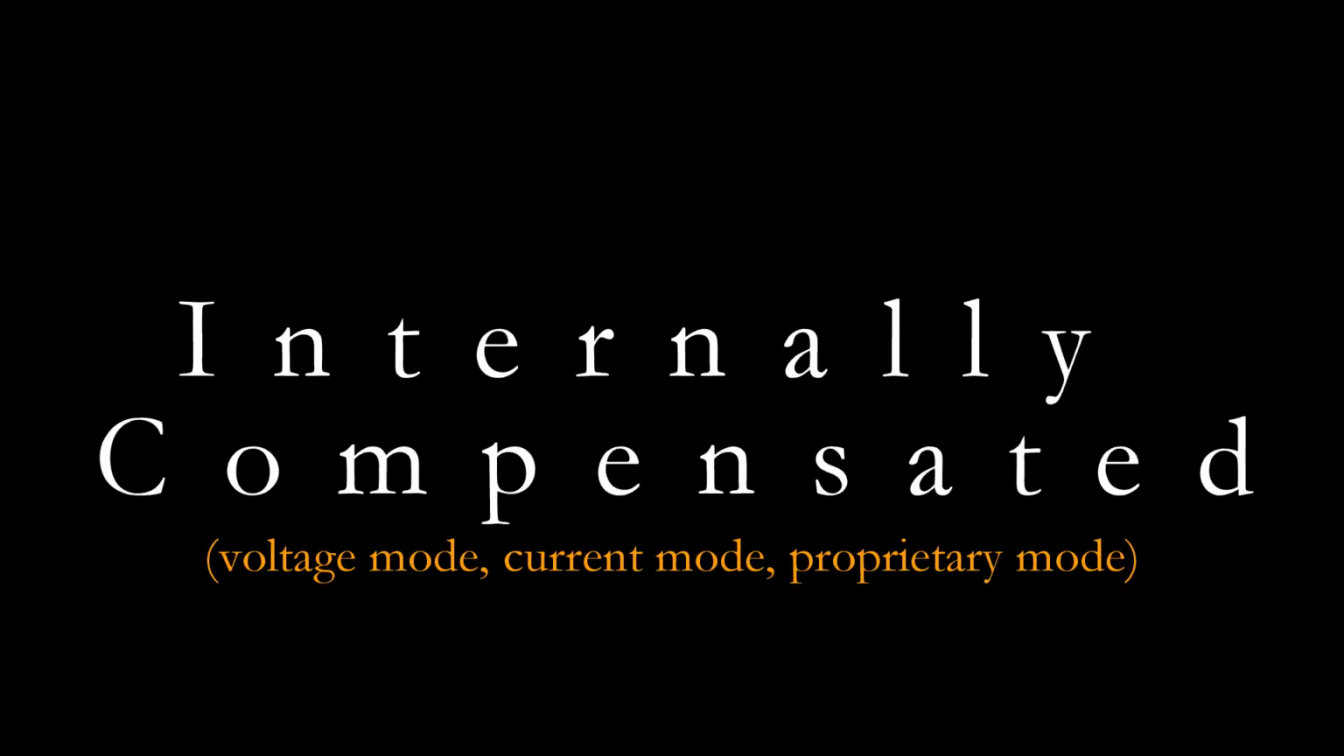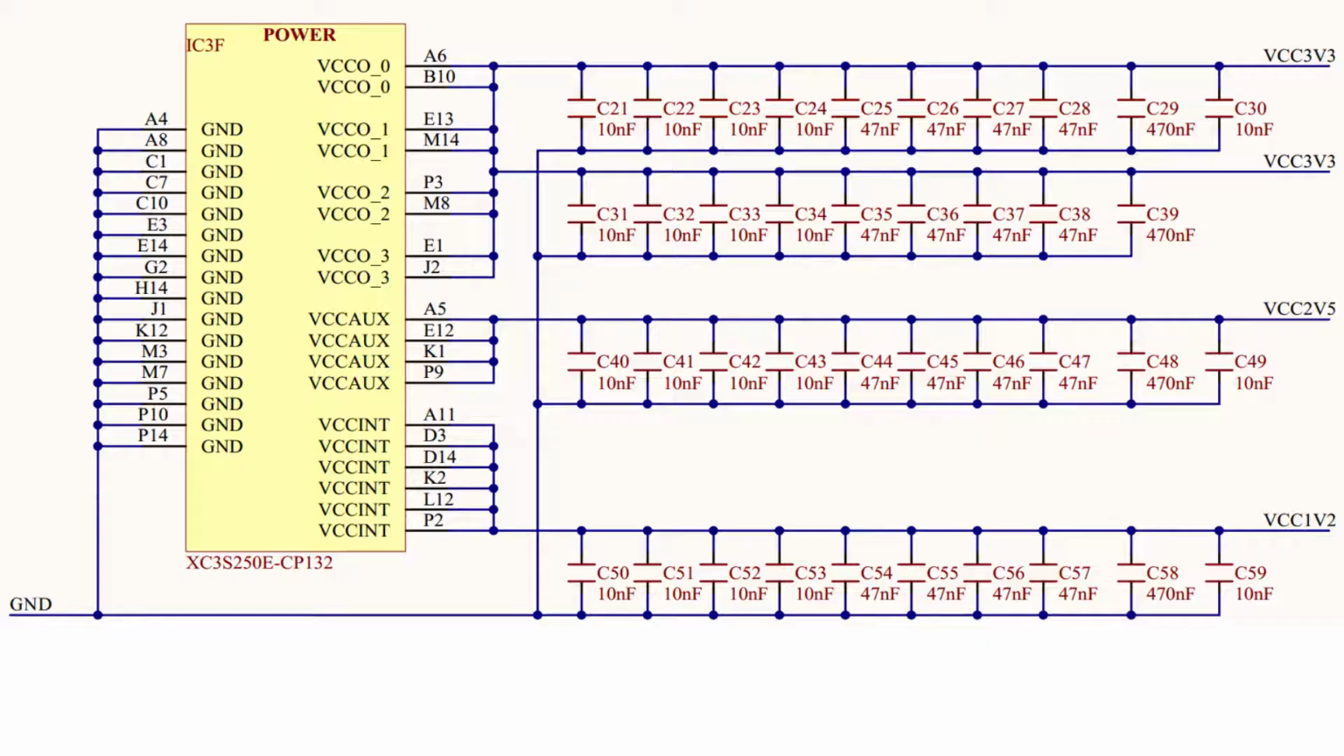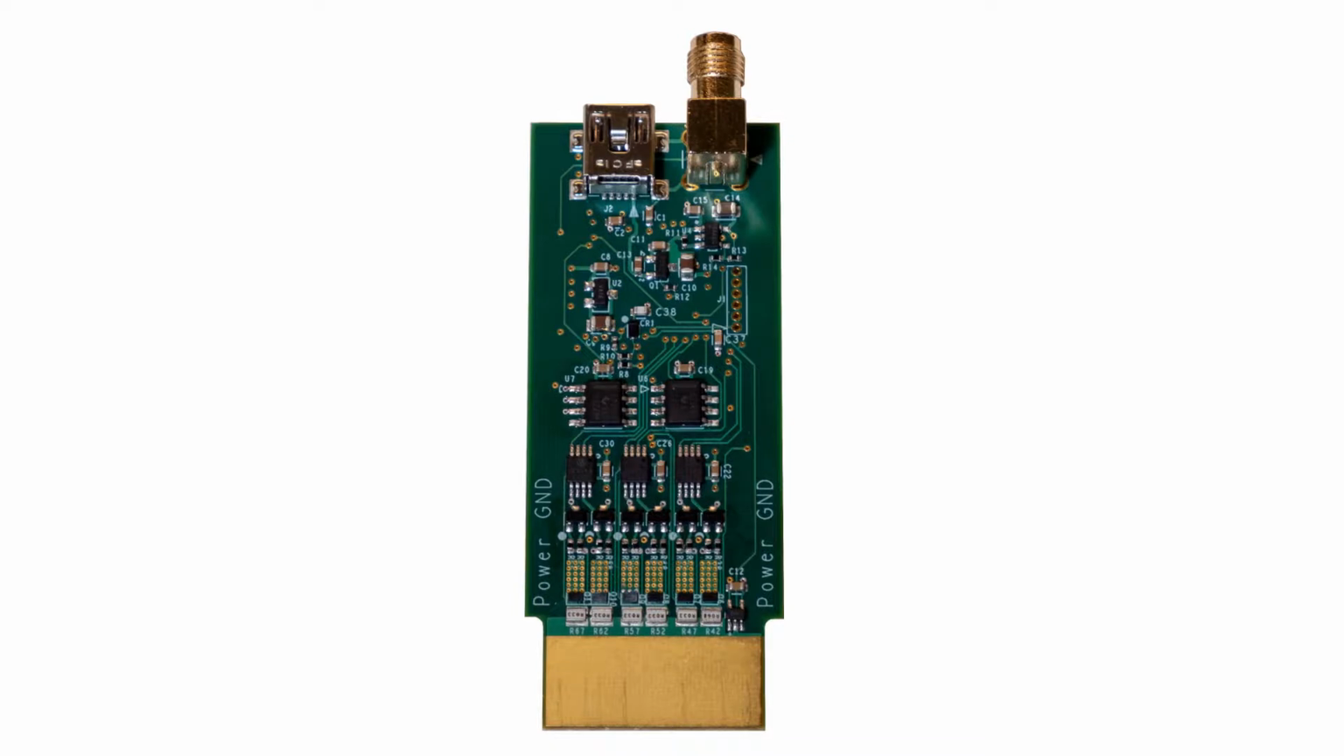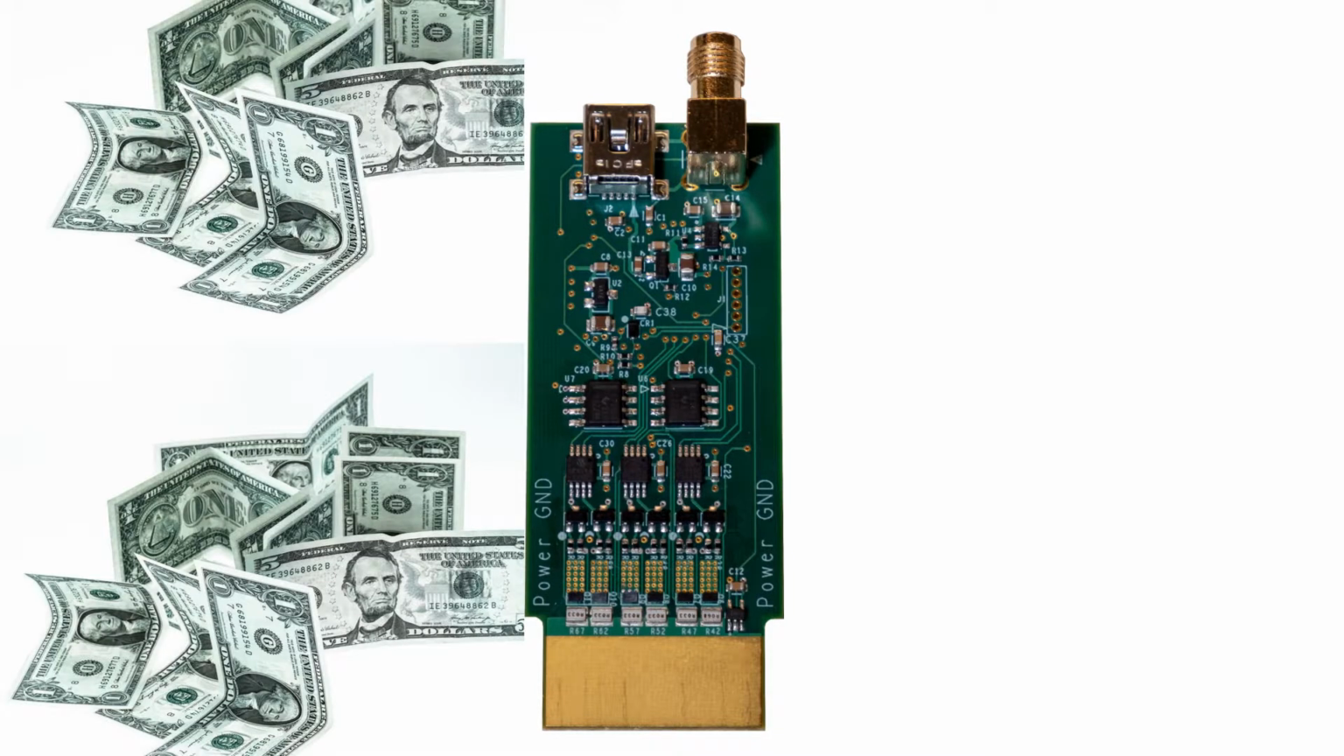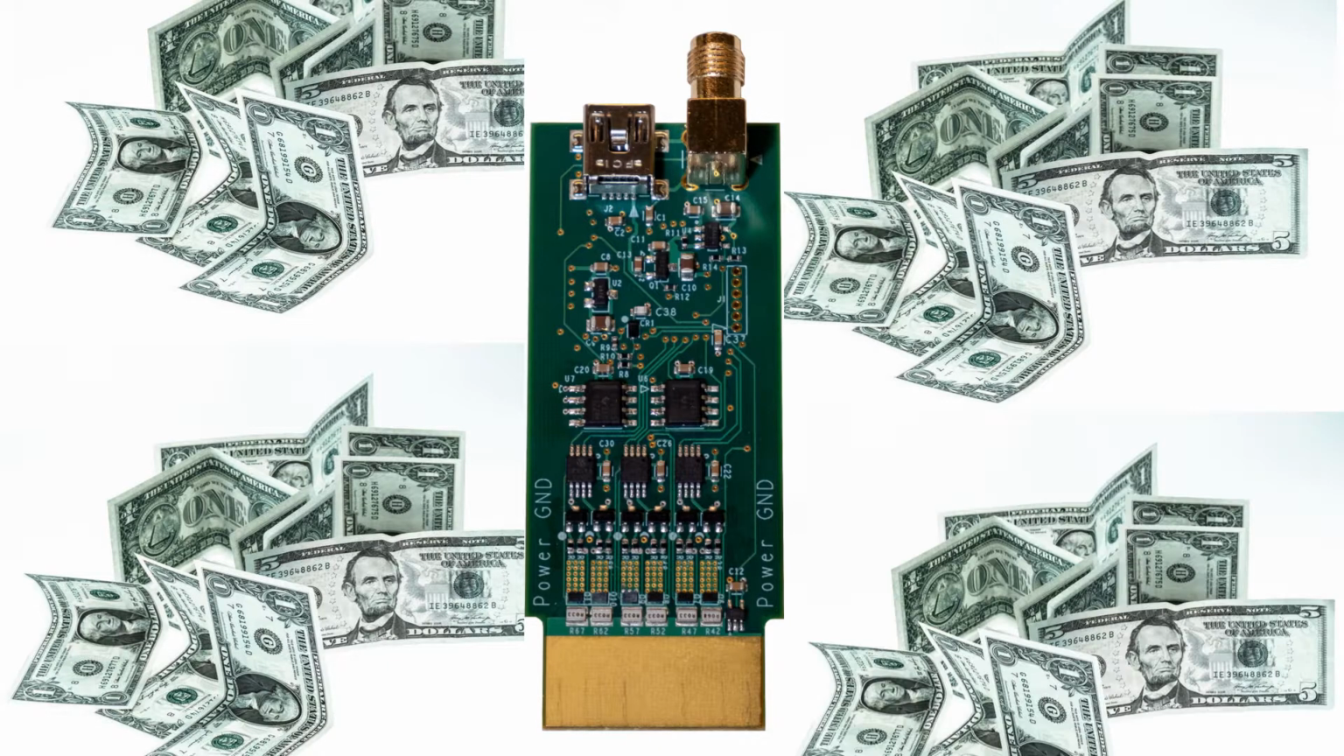For internally compensated converters, voltage mode, current mode, or proprietary mode, reducing output capacitance follows the same method. Always stay within the manufacturer's recommended guidelines. If you can do that, reduce capacitance, and verify good performance, the Slammer will have likely already paid for itself.